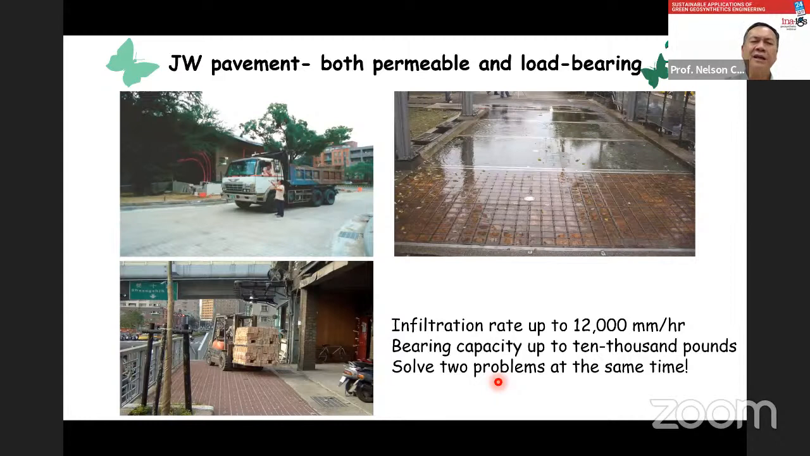The feature of this kind of JW pavement is it's both permeable but also load bearing. In other words, very heavy trucks can go around here because the pavement itself is concrete pavement, and if we need it, we can put rebar in, so make it as strong as rigid pavement. And the water can get into here easily. The bearing capacity is up to 10,000 pounds. So this kind of pavement can solve two problems at the same time: permeability and load bearing.